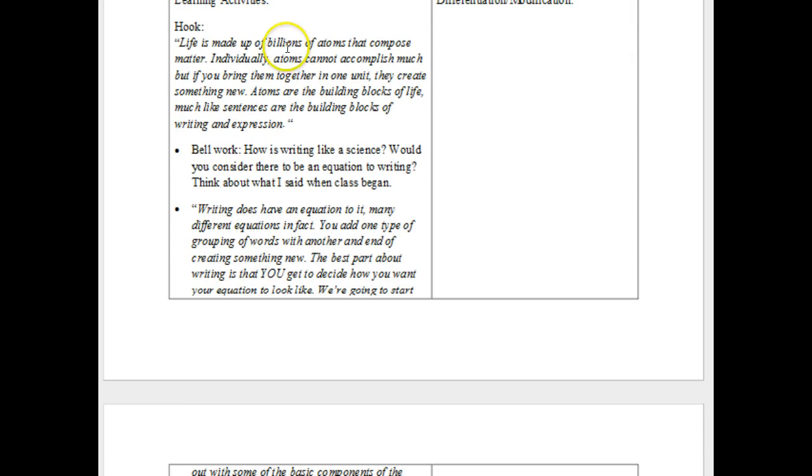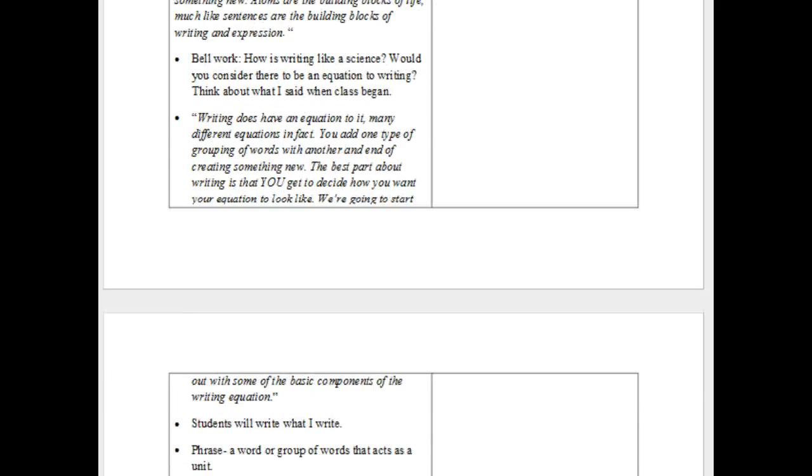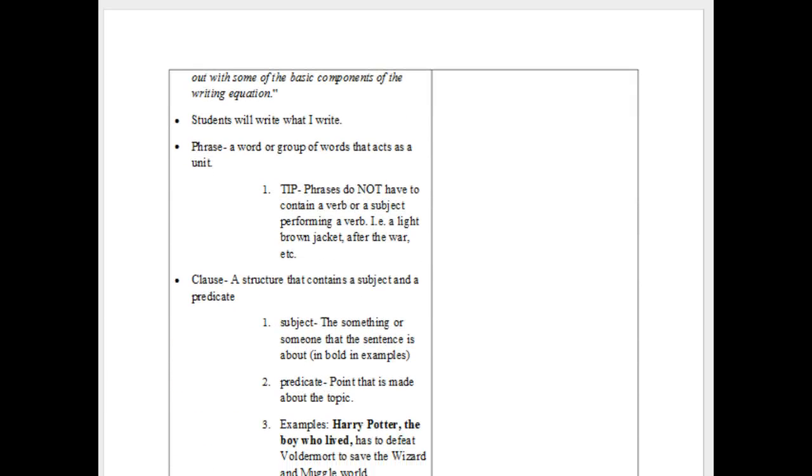I love your hook. I love that you're connecting science to writing and then asking them, how is writing like science? Would you consider there to be an equation? I can hear you in my head saying these things to your students, and I think that's really well done.